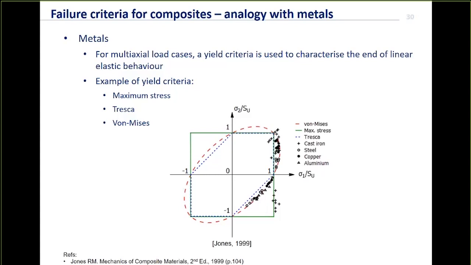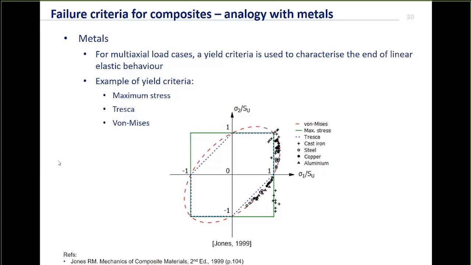And it gives a pretty good fit to the yield for many ductile materials. But not all. So if you look at a cast iron, because it's an inhomogeneous material full of graphite flakes, actually it's more controlled by the maximum stress, and so the von Mises yield criterion is not particularly good.